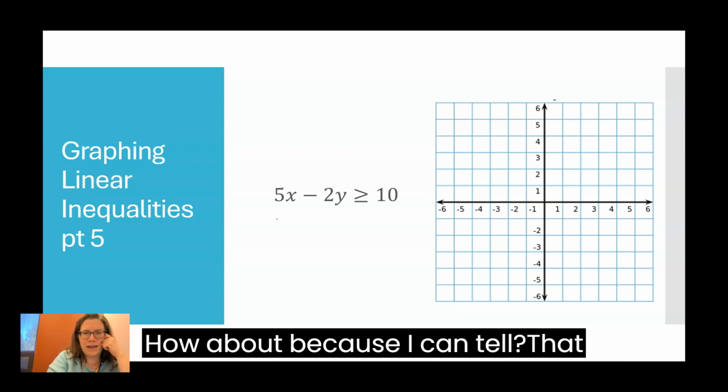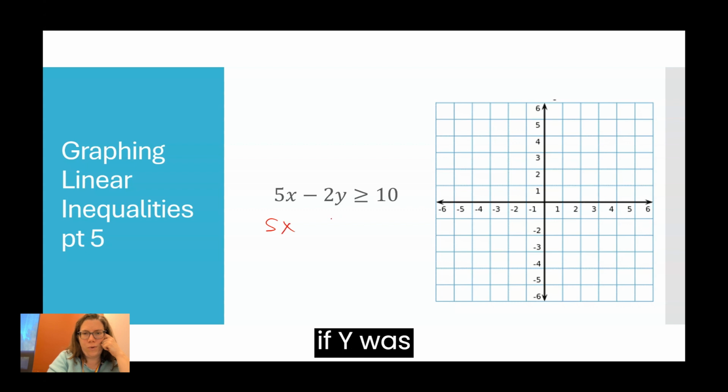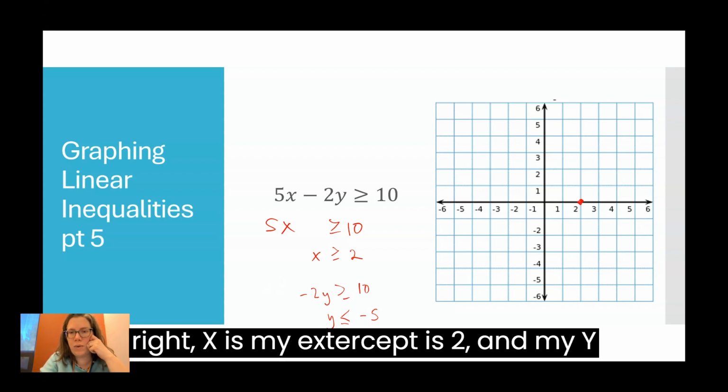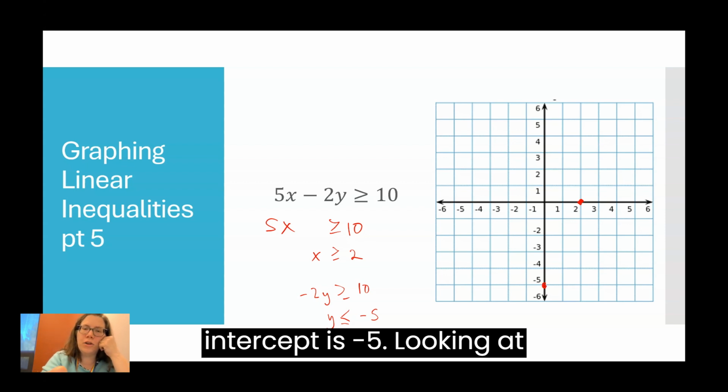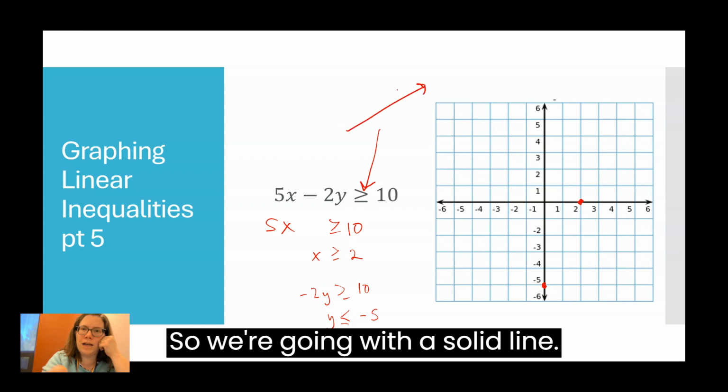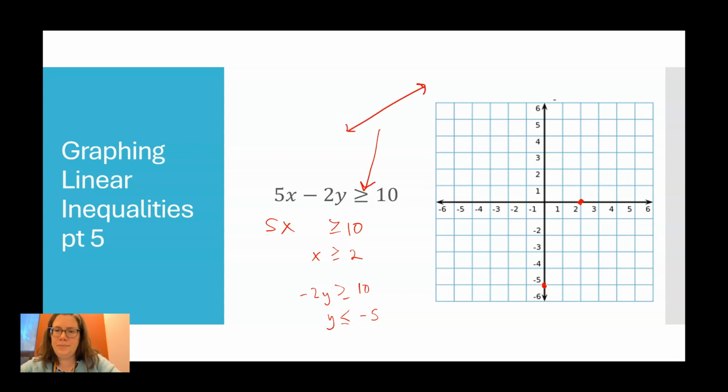How about? Because I can tell that if y was 0, x would be 2. And if x was 0, y would be -5. Ooh, danger, Dr. Robinson. All right, my x-intercept is 2 and my y-intercept is -5. Looking at my inequality sign, it's an or equals to, so we're going with a solid line. Okay.